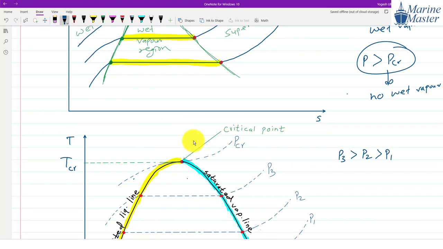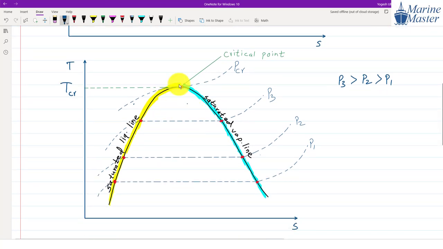In the refrigeration chapter, our entire discussion is within this region, below the critical pressure. If you go above the critical pressure, we will not get a wet vapor region. Liquid directly converts into vapor. This is a little difficult point to understand, so my suggestion is to watch these lectures 2 to 3 times. Still, if you have doubt, please ask me.